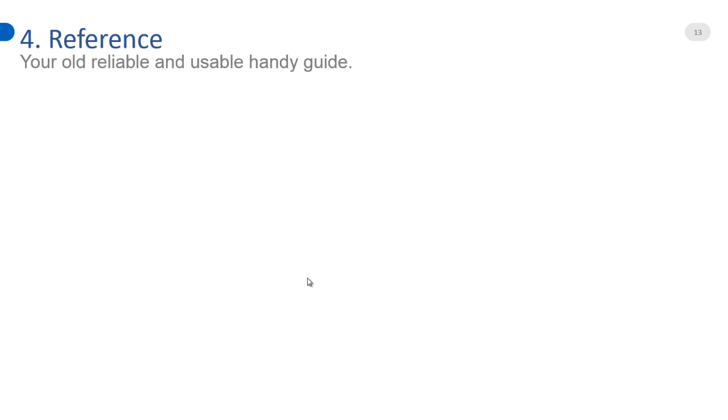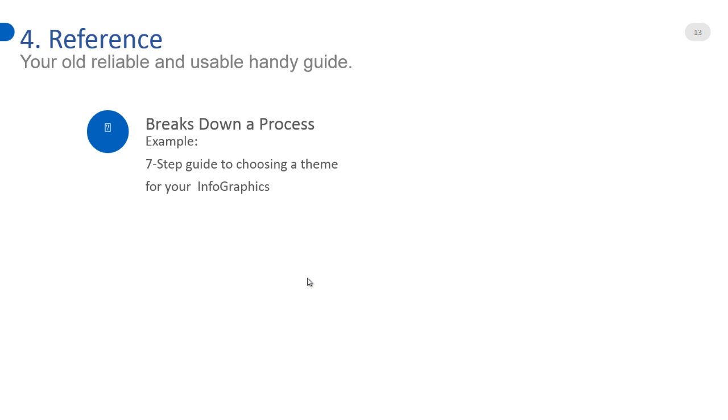Your old, reliable, and usable handy guide. With a reference, you can break down a process, for example, 7 steps or 7 guides to choosing the theme for your infographic, or 10 steps to creating maybe a flowchart infographic. So it breaks down a very complex process. So another example of this is maybe the dummies book.